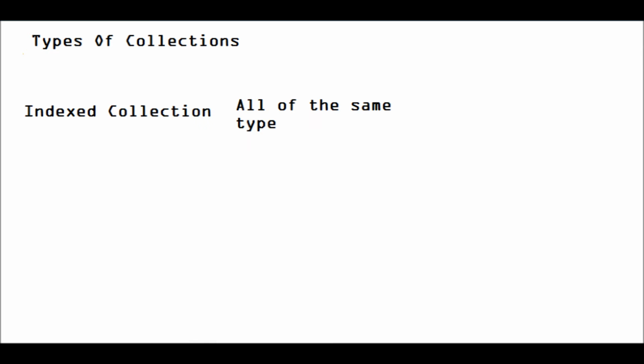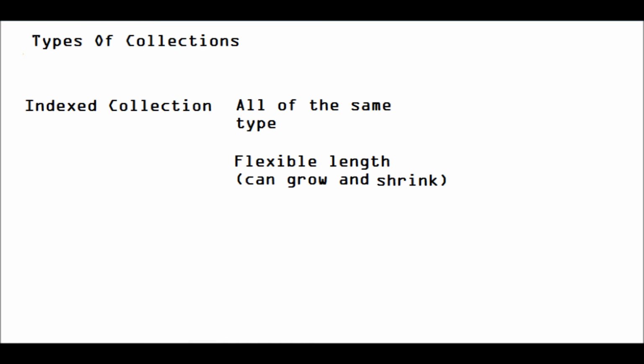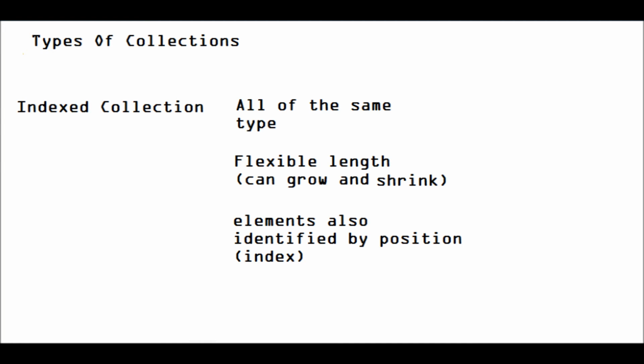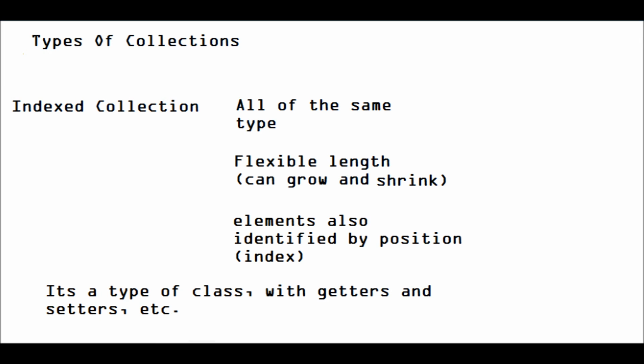Now, another type of collection is the indexed collection. And it's a lot like an array. It still holds all of the same type of object, and the difference is that its length can grow or shrink dynamically. And the elements of the indexed collection are identified also by their position, so also by their index. That's why it's called an indexed array. And most often this is a kind of class that you make yourself. There are some pre-made ones in some libraries, but mostly it's something that you make for yourself.